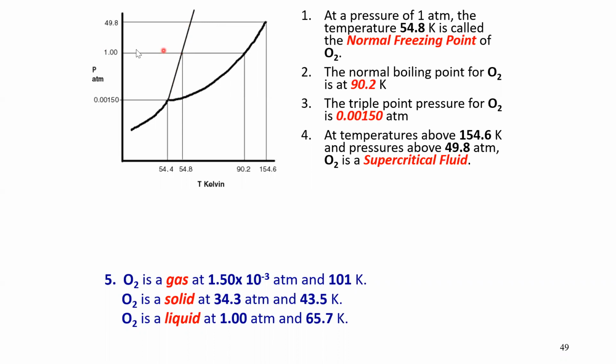Okay, so the normal boiling point, that means we're looking at 1 ATM. Boiling point is going from a liquid to a gas. We know that this is the liquid and this is the gaseous phase. So we want this point here. We would follow it down and the normal boiling point is 90.2 Kelvin. Again, this line here represents the boiling point, but boiling point changes depending on what the pressure is. The normal boiling point is right here at 1 ATM.